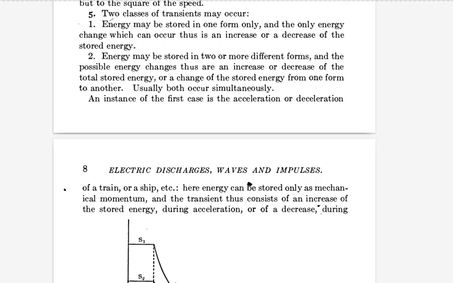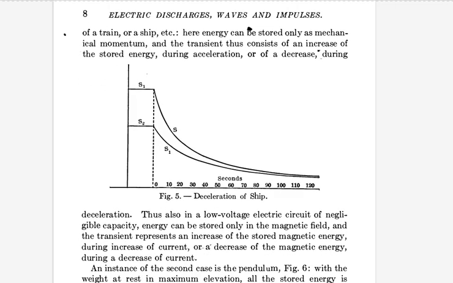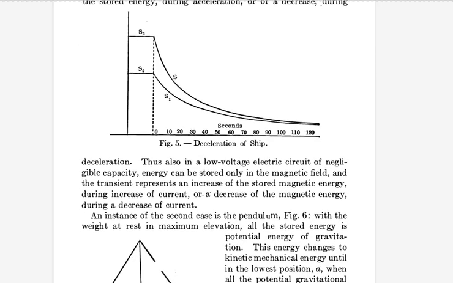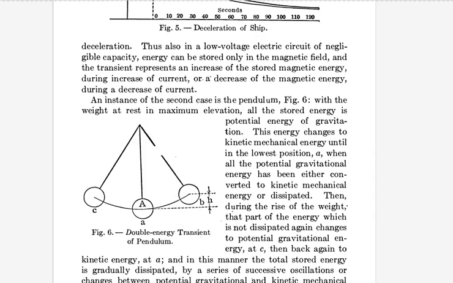Usually both occur simultaneously. An instance of the first case is the acceleration or deceleration of a train, or a ship, etc. Here energy can be stored only as mechanical momentum, and the transient thus consists of an increase of the stored energy during acceleration, or of a decrease during deceleration. Thus also in a low-voltage electric circuit of negligible capacity, energy can be stored only in the magnetic field, and the transient represents an increase of the stored magnetic energy during increase of current, or a decrease of the magnetic energy during a decrease of current.